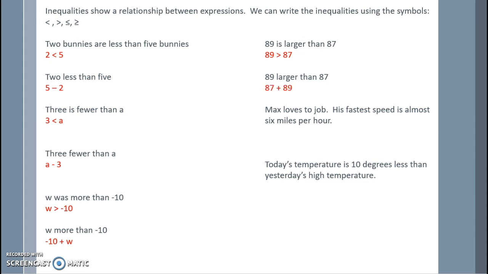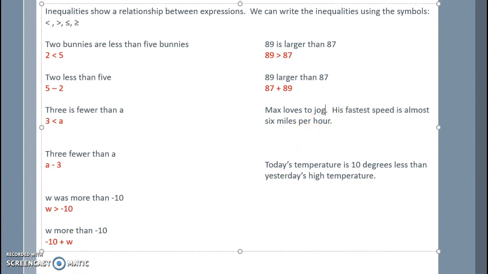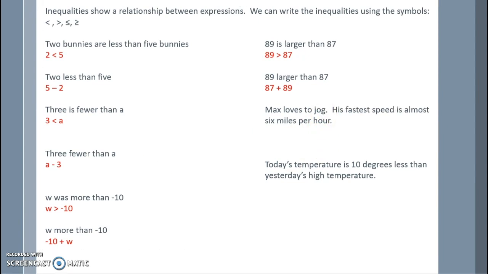Max loves his job. His fastest speed is almost, this should say jog, not job, jog. There we go. His fastest speed is almost 6 miles per hour. Well, he's not quite there and he's not over it, so his speed has to be, 6 has to be less than his speed. Today's temperature is 10 degrees less than yesterday's temperature. 10 degrees is less than yesterday's high.